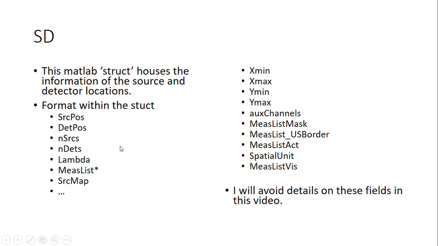I will not go too much into detail here, but I will do a separate video strictly on the SD struct because it is important. For example, you have the spatial unit, which, if you're ever using Atlas Viewer, it is important to note that you need the spatial units in millimeters, not centimeters. So all these I'll go into more detail in a separate video, but just know that this is a very large variable housing several other variables, which in themselves are multidimensional or cells or other variable types.